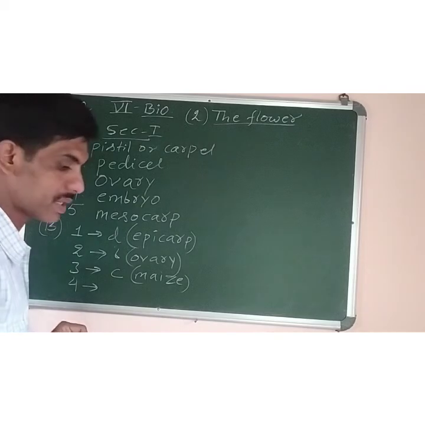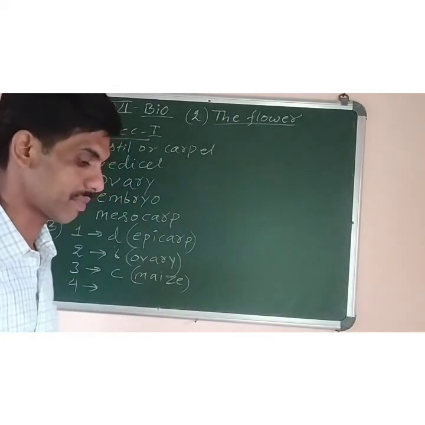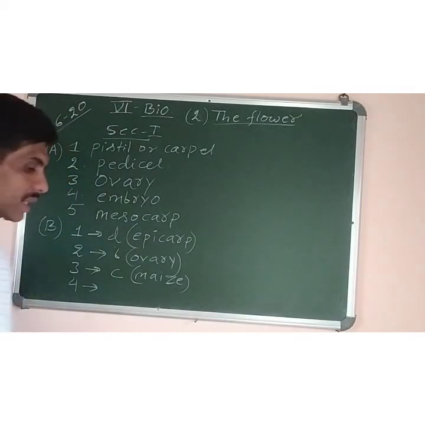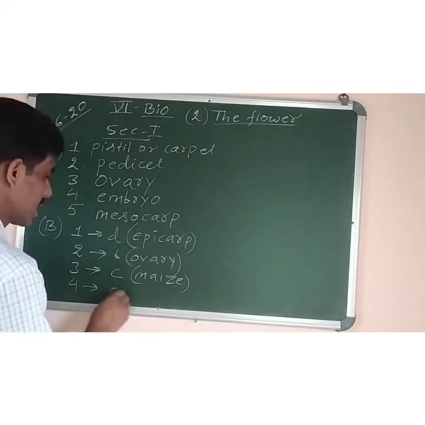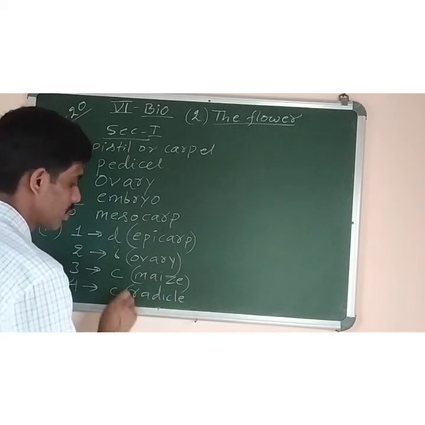And the fourth question is, this is the part of the seed that forms the root system after germination. The correct answer is number C, that is radicle. The radicle part of the embryo gives rise to the root system.